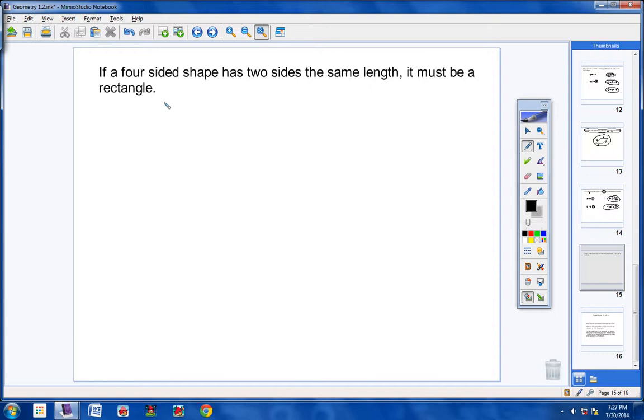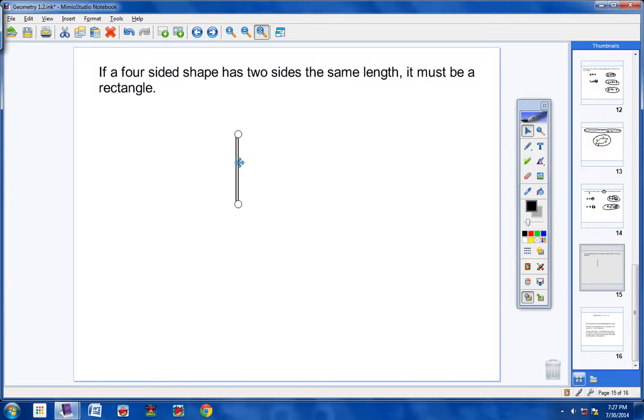If a four-sided shape has two sides that are the same length, then it must be a rectangle. Well, students, I can right away think of a counterexample that proves that wrong. Look, let's say I go down, we'll call this 1 foot, and then I'm going to use the exact same line so we know it's the exact same length.